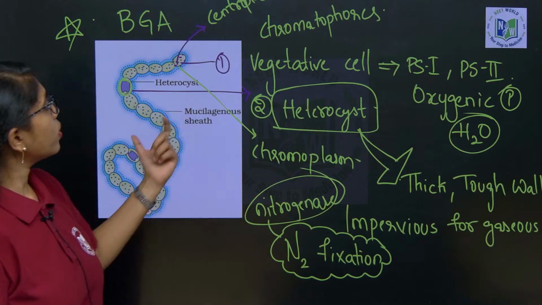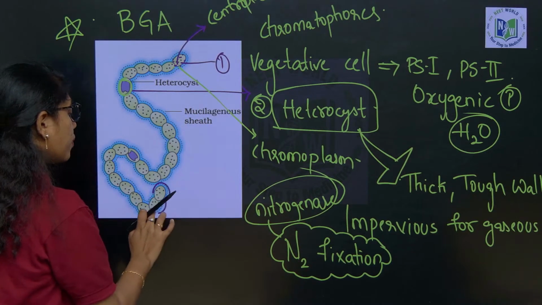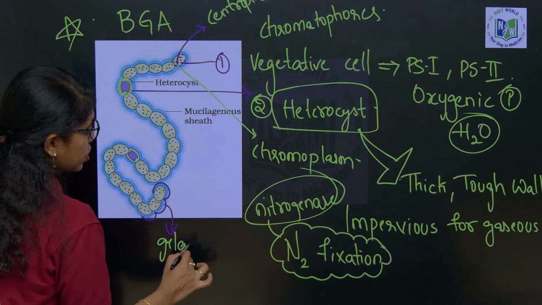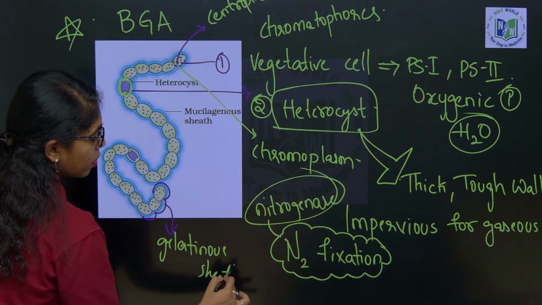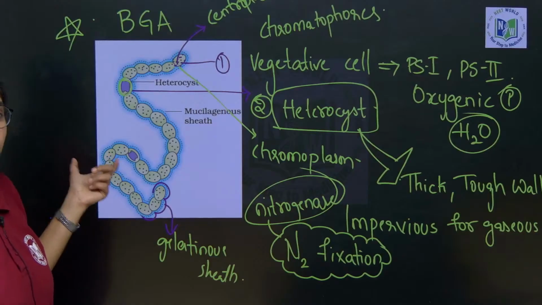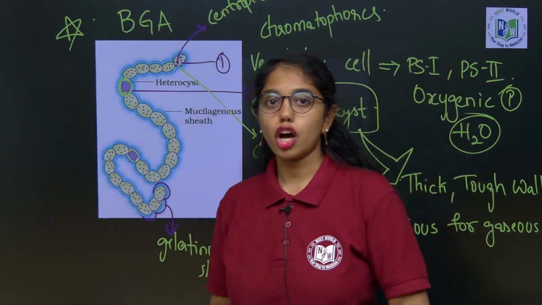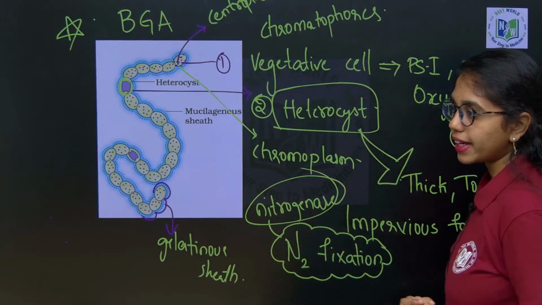So these are the two types of cells in cyanobacteria, and cyanobacteria are covered by a gelatinous sheath. It is a prokaryotic cell. Best examples of cyanobacteria are Nostoc, Anabaena, Oscillatoria. All these come under cyanobacteria only.